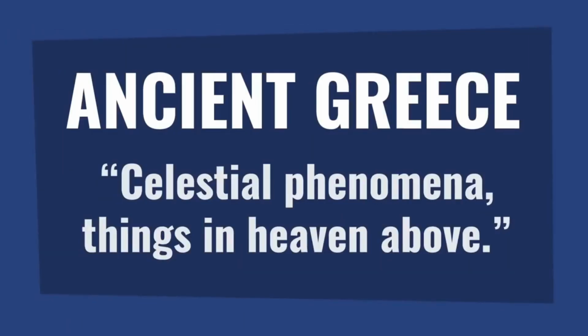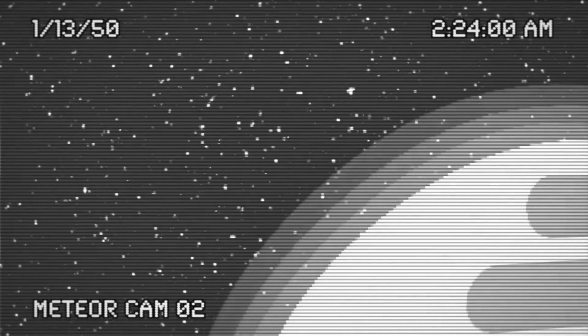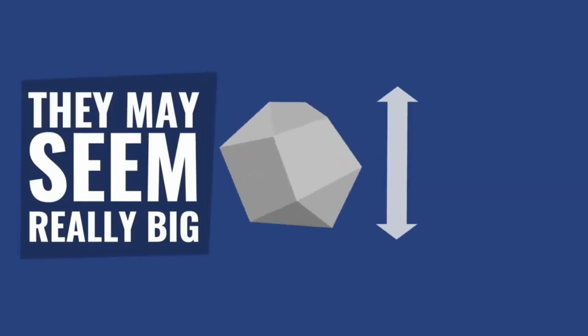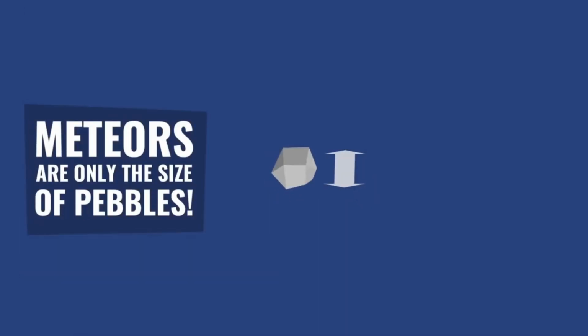In fact, the term meteor from ancient Greece literally means celestial phenomenon in the heavens above, which refers directly to the flash of light itself. Even though they appear as big shooting stars, meteors are actually only the size of pebbles.